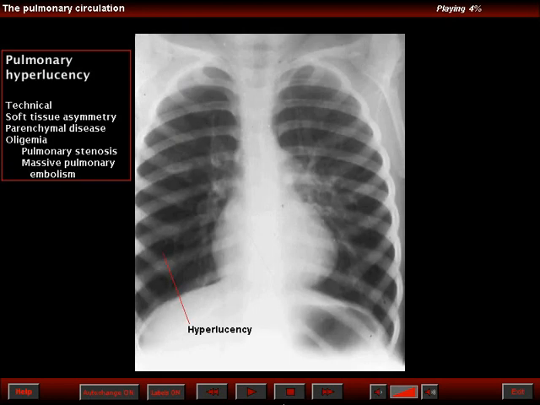Pulmonary hyperlucency can be caused by a technical factor such as off-centering of the X-ray beam, can be related to asymmetry of the soft tissues of the chest wall, like in patients who have agenesis of the pectoralis major. And the intrapulmonary causes of hyperlucency are parenchymal disease or primary vascular insufficiency. Particularly in children, with lucencies, such as seen in this case, affecting the lower half of the right lung, one has to suspect the possibility of pulmonary stenosis, branch stenosis. In an adult, one would have to consider a massive pulmonary embolism.